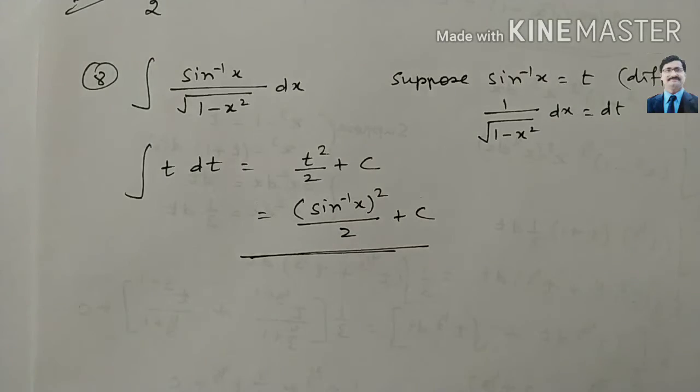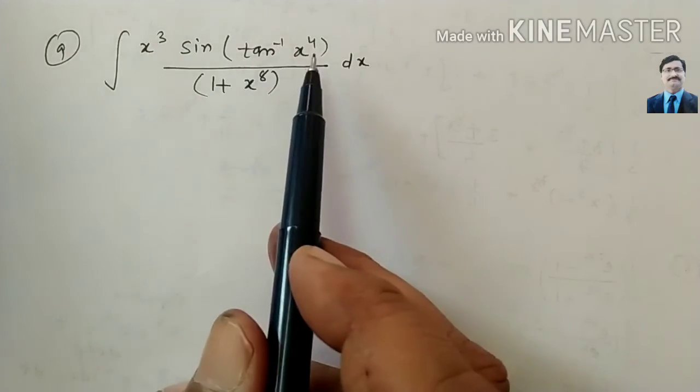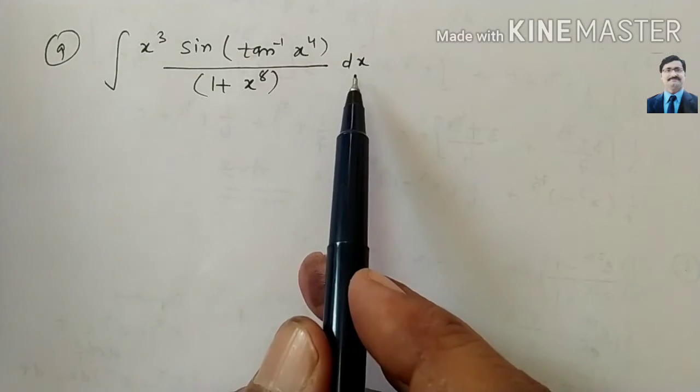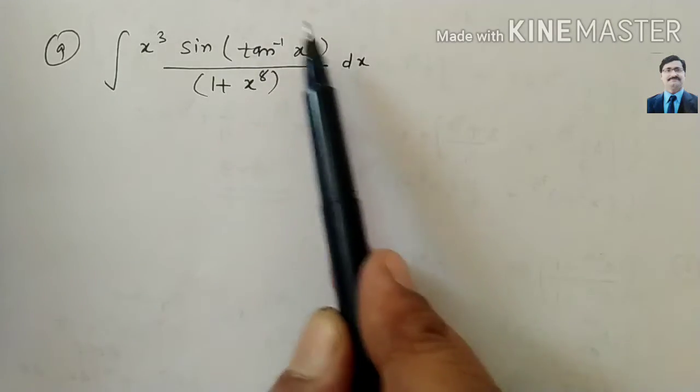This is our answer. Look at this question: x cube sine (tan inverse x^4) upon 1 plus x^8, dx. Here we can see this tan inverse x^4.